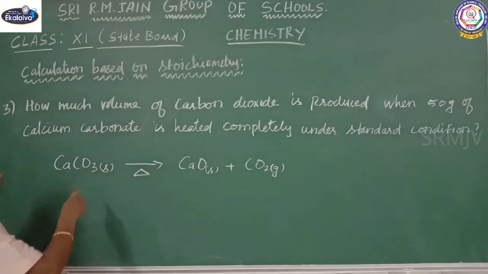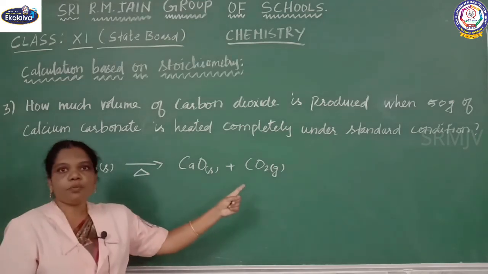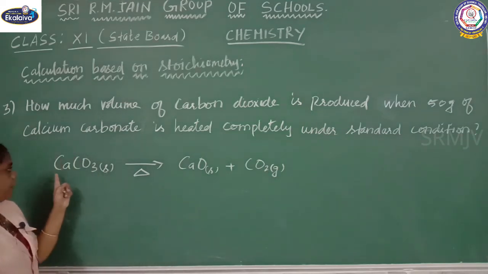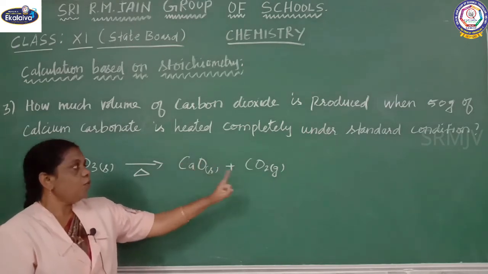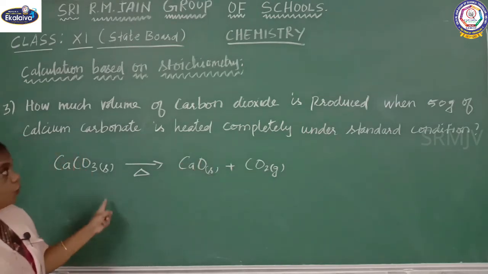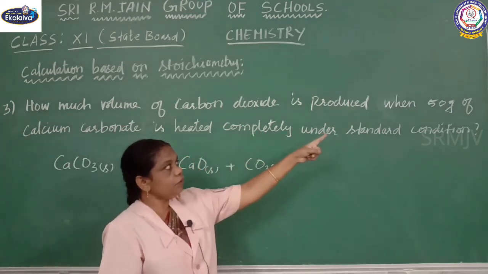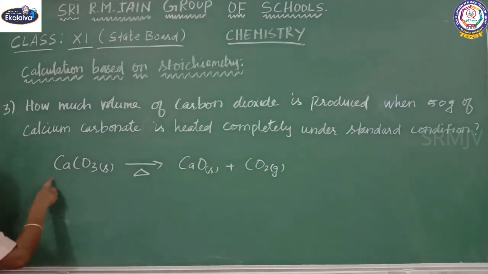Now you want to find. So 1 mole of calcium carbonate. The coefficient represents the number of moles in the stoichiometric balanced equation. So 1 mole of calcium carbonate produces 1 mole of calcium oxide and 1 mole of carbon dioxide. Now you want to calculate the volume of carbon dioxide produced if you heat 50 grams of calcium carbonate. For this we want to calculate the mass of the calcium carbonate.